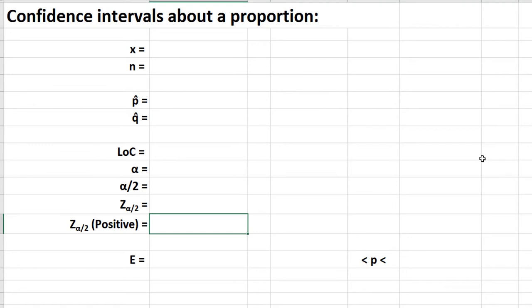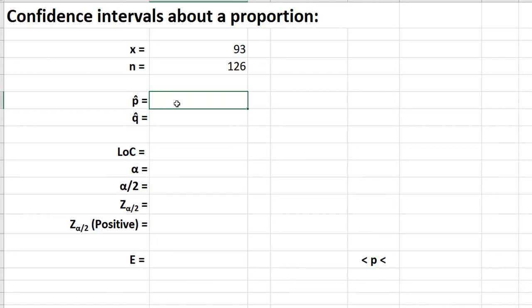Here I am in spreadsheet mode, and let's type in the stuff that we already know, the stuff that was basically just given to us in the problem. They gave us an X. Remember, that's the number of people who responded a certain way. So that was 93. Total number of people was 126.